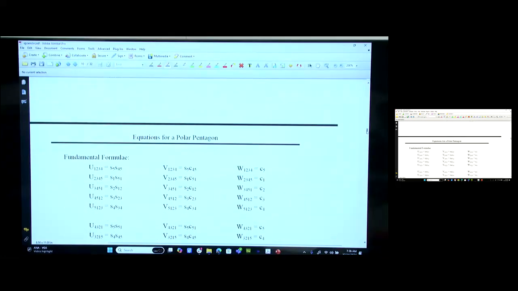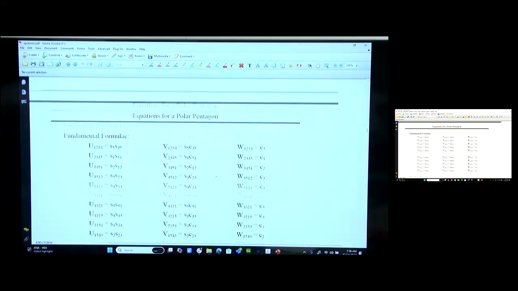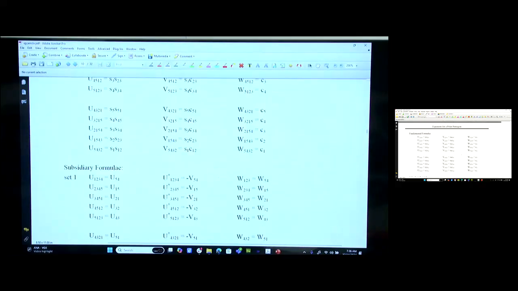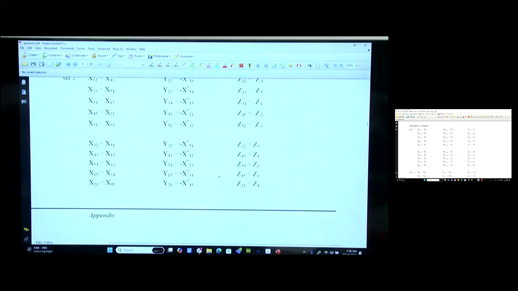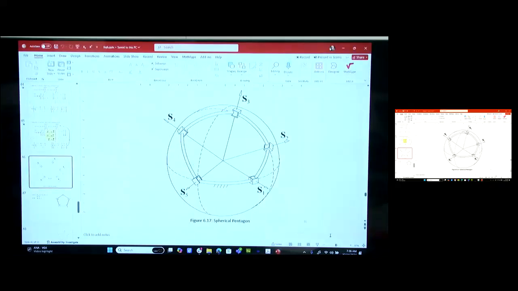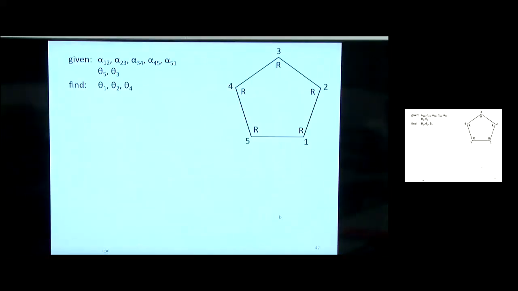We got all these polar equations, which we haven't had to use at all yet for the problems we're doing, but they're all valid equations. There was fundamental and subsidiary. So, okay, we got this giant toolbox. Let's go ahead and start solving problems today, because that's our goal. So the problem we're going to start off with is this one. Again, I'm given all 5 alphas, and I'm given 2 of the thetas, so I just picked 2. I took 5 and 3.